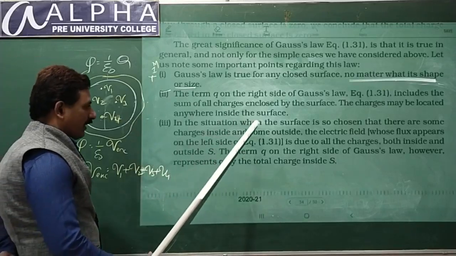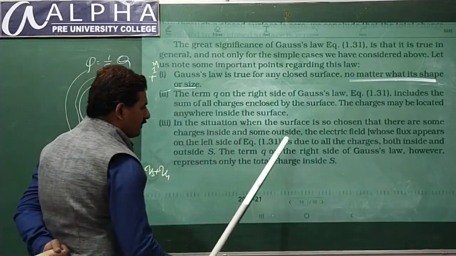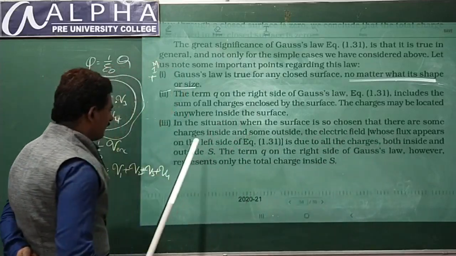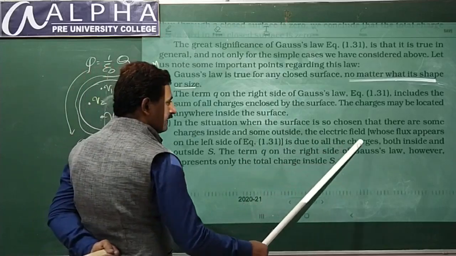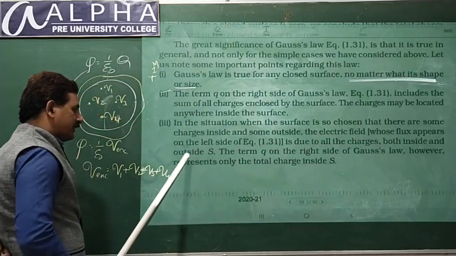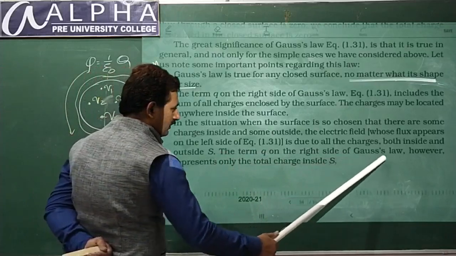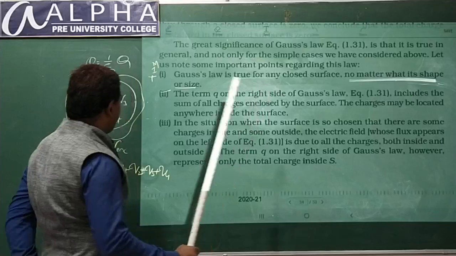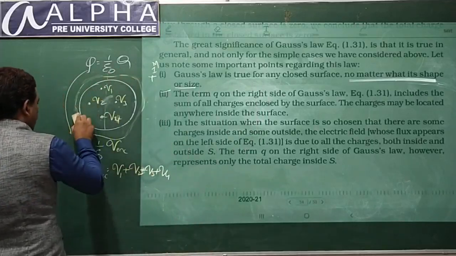In a situation when surface is so chosen that there are some charges inside and some charges outside, the electric flux, whose flux appears on the left side, is due to all charges both inside and outside. All charges, both due to inside and outside charges. The term Q on the right side of the Gauss law, however, represents only total charge inside. Look here, students. I'll remove this yellow. Yellow part is over that explanation.